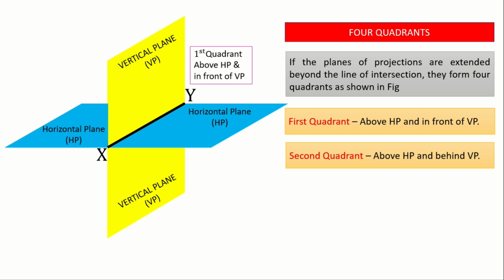Second quadrant, the space above HP and behind VP is second quadrant. You can see here second quadrant is the space above HP and behind VP. Third quadrant, the space below HP and behind VP is third quadrant. You can see here the space now below HP and behind VP is third quadrant.